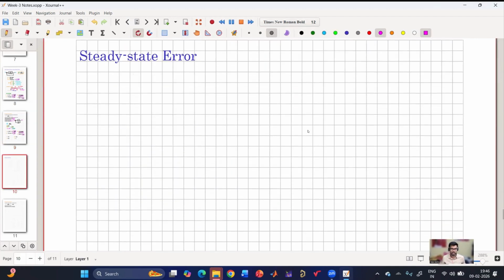Any doubts until this point? We'll just quickly brush up this and then we'll move to the final problem. Fine, for today's session. Sorry? Yes, sir, you can move.